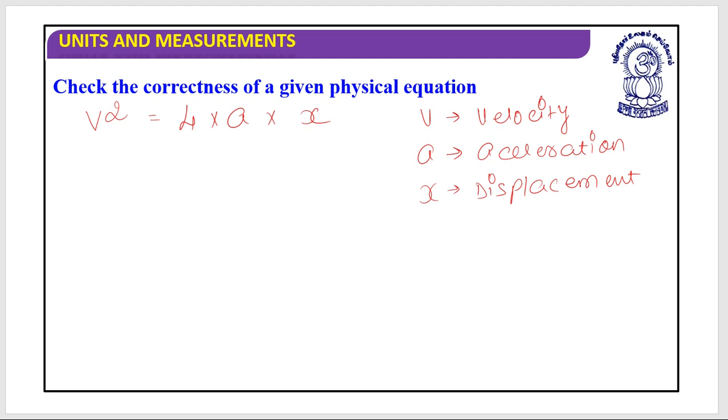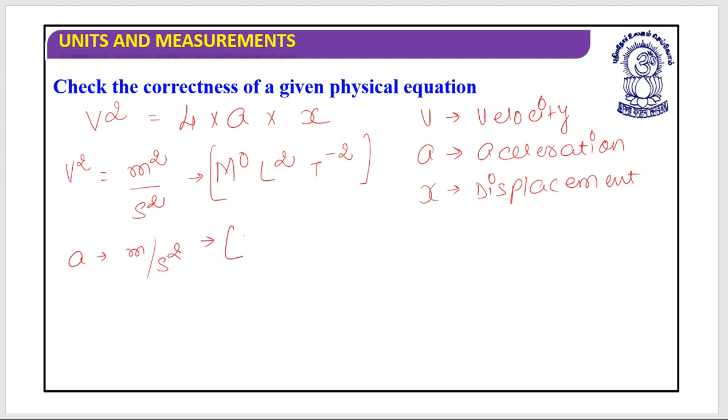Again, let's begin with the left hand side. V square is meter square divided by second square. So the dimensions would be m0 L2 t minus 2. Let's move on to the right hand side. Acceleration, what would it be? It's in meter per second square. Yes, correct. So this is m0 L1 t minus 2.